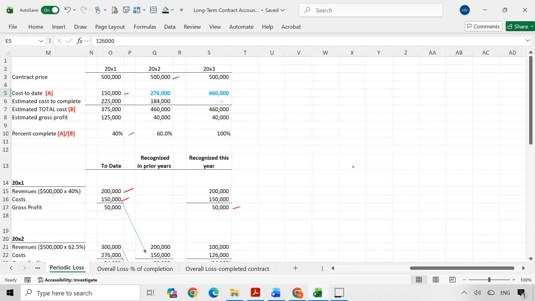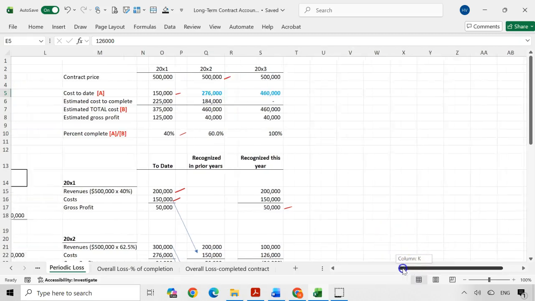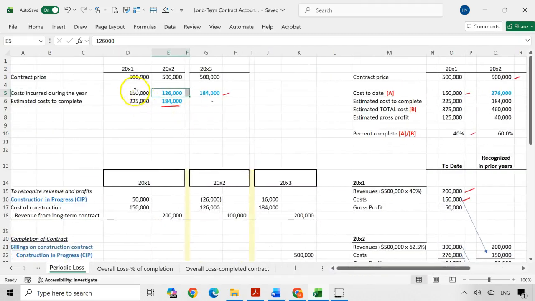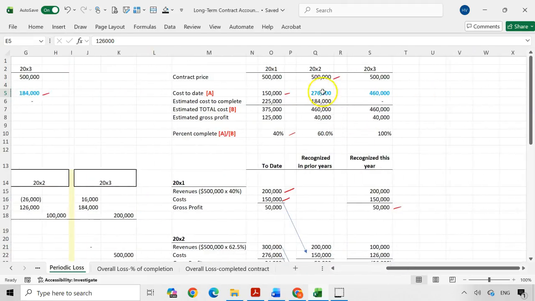Contract is $500,000. Our cost to date now is $276,000. Let's go back to our facts, and that is made up of the year 1 cost incurred of $150,000 and year 2 of $126,000. So our total costs incurred to date as of 12/31 20X2 is $276,000, and we're told that the estimated cost to complete is $184,000, bringing our total to $460,000.